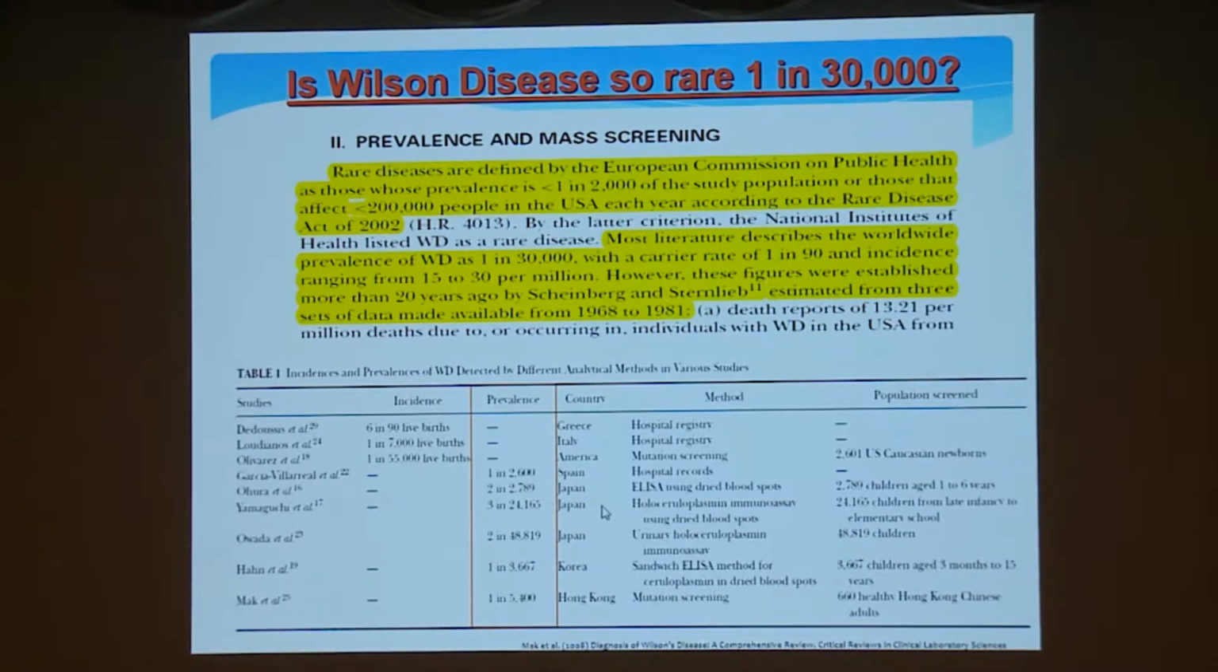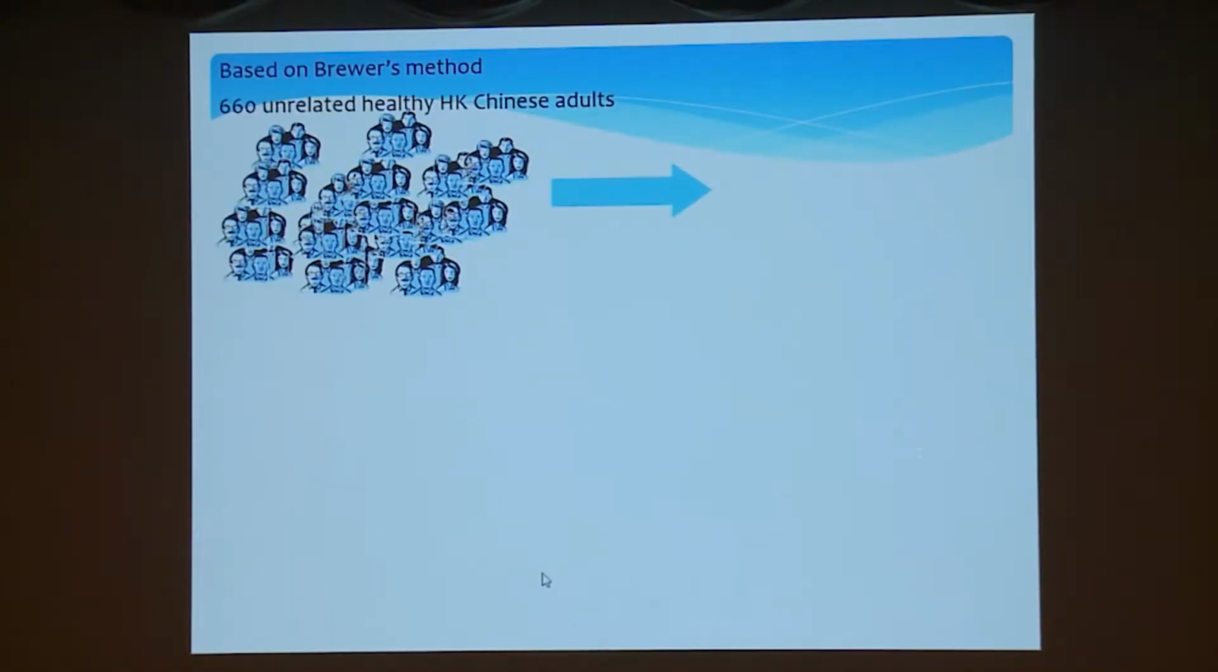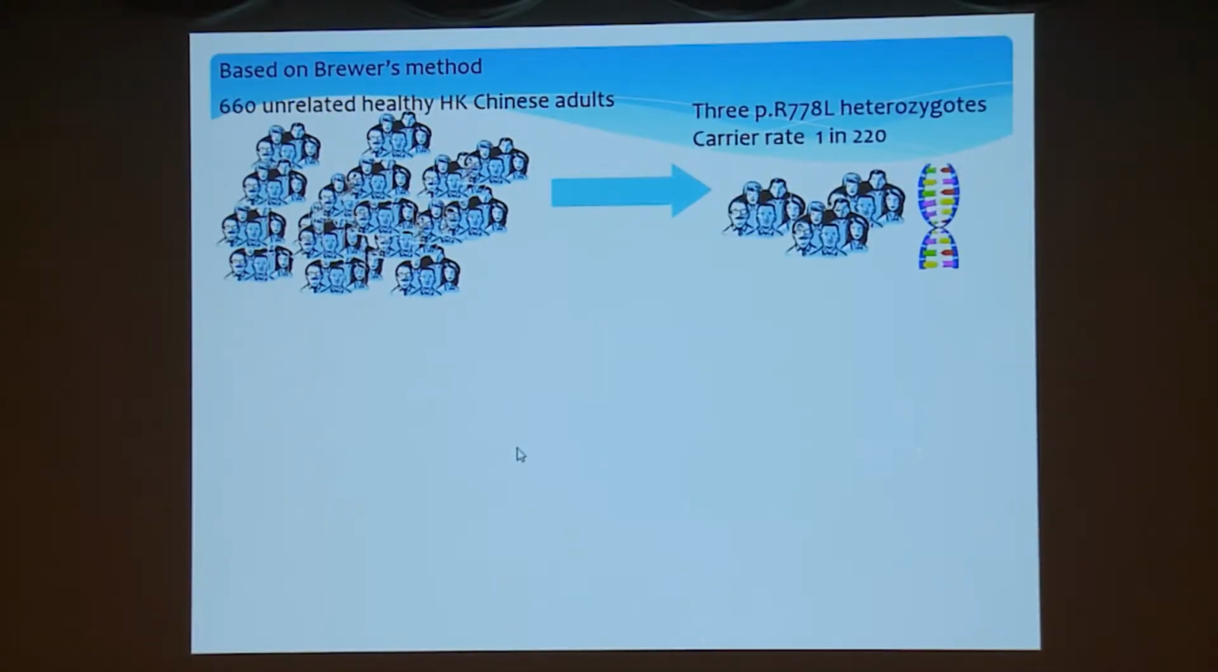Japanese groups have done a lot of studies, and I think they are one of the good pioneers in studying Wilson disease. They have the ceruloplasmin immunoassay screening the children, and use urine assays or sandwich methods to do a lot of studies. And in our group, we tried to use genetic methods, screening the most common mutations to tell the carrier rate among 600 Chinese adults. And we found that the carrier rate is actually quite high, it's 1 in 200 something.